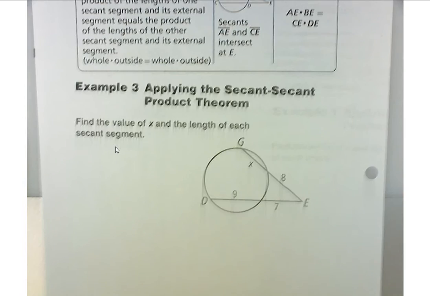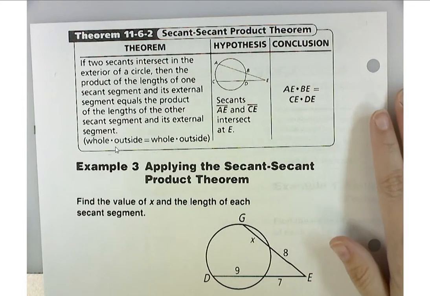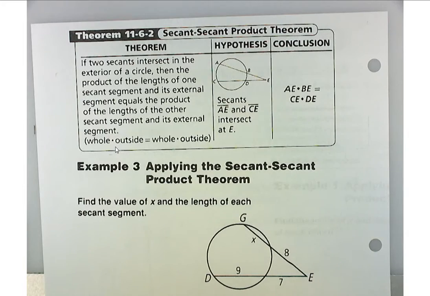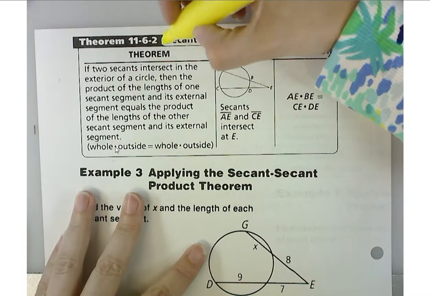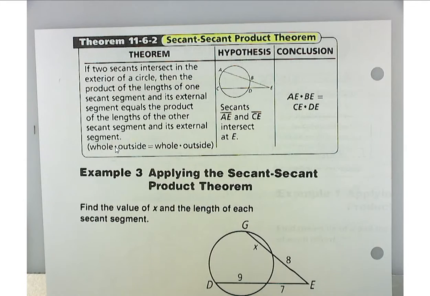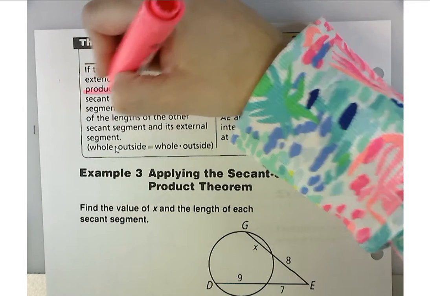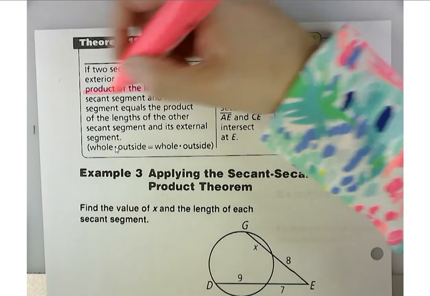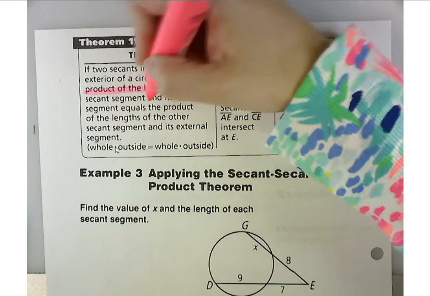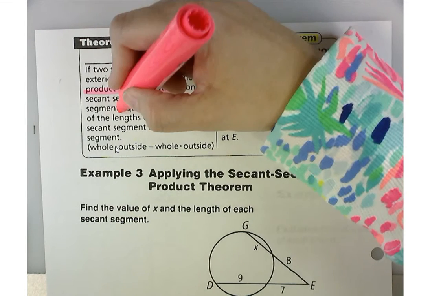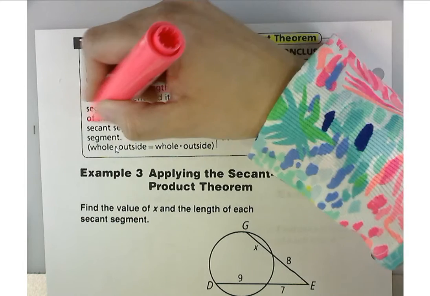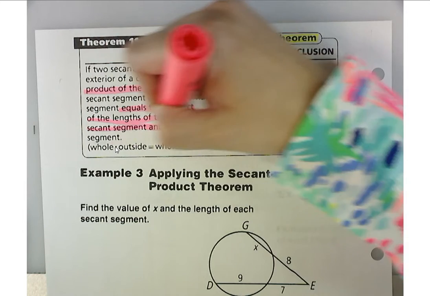All right, and then let's flip it over. So we had the chord, now we have the secant. We like to repeat ourselves, don't we? Okay, so this says if two secants intersect in the interior of the circle, then the product of the lengths of one secant segment and its external segment is equal to the product of the lengths of the other secant segment and its external segment.